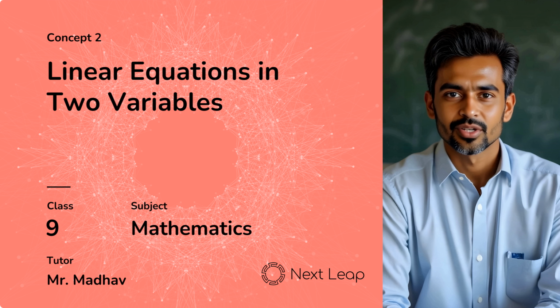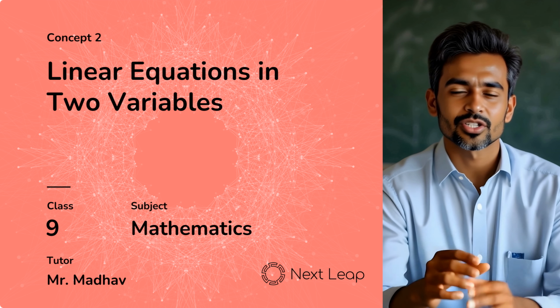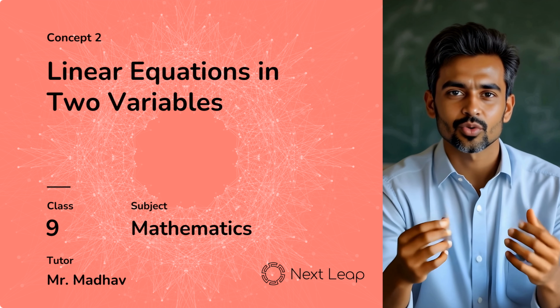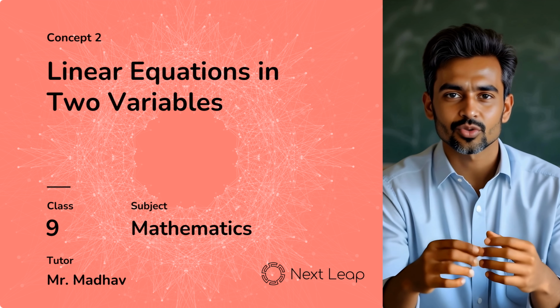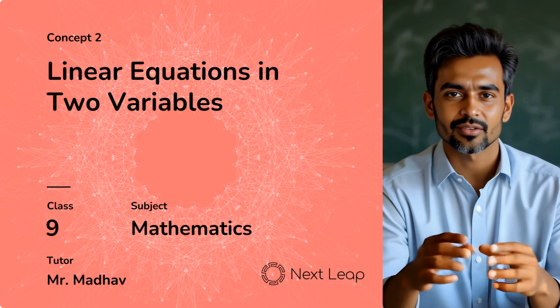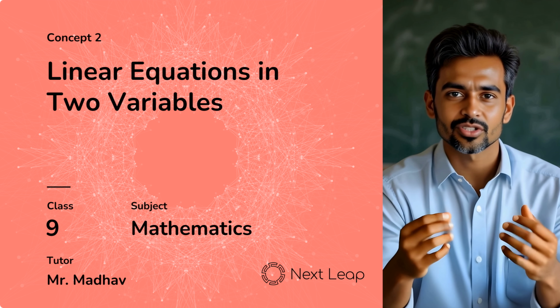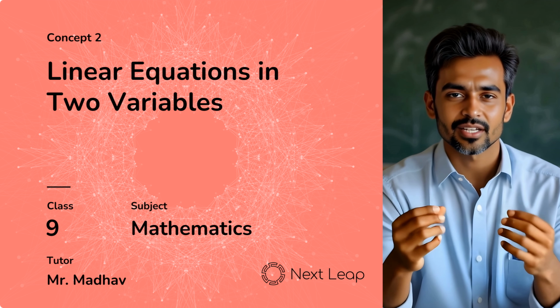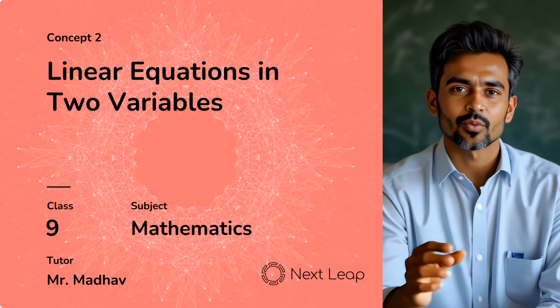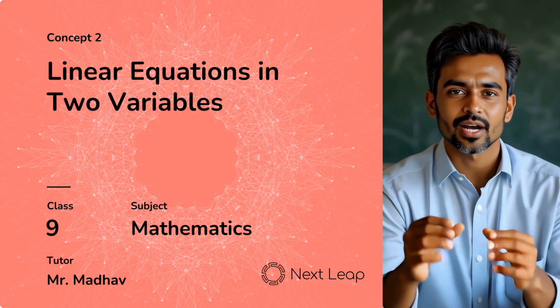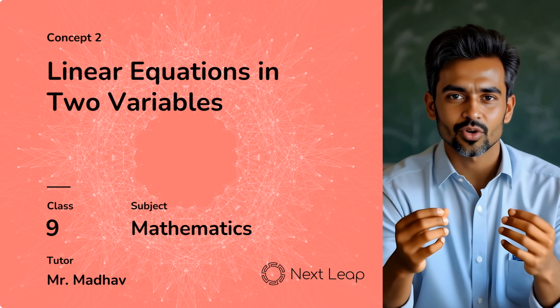Let's start simple. A linear equation in two variables is an equation where both variables appear only to the first power, no squares or cubes, just plain variables like x and y. The general form looks like this: a times x plus b times y equals c, where a, b, and c are constants, and x and y are the variables we are solving for.